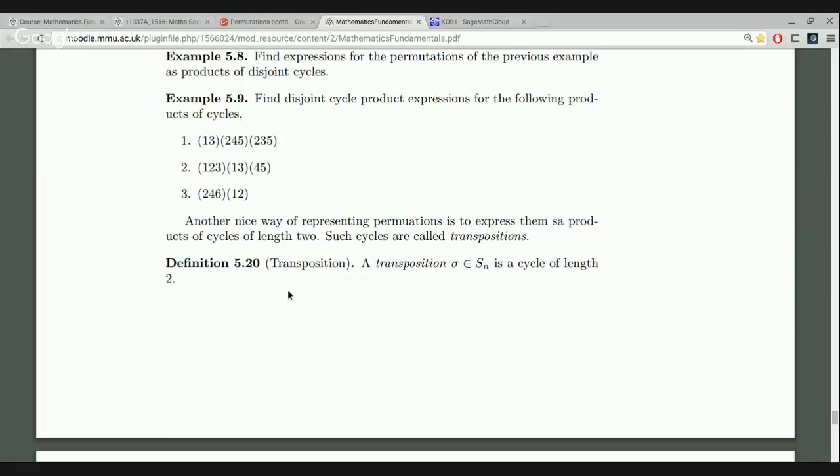So what transpositions allow you to do is to get another nice, almost unique, informative representation of permutations. This is, I think, listed as a theorem. Yeah, it's listed as theorem 5.7 on page 68.